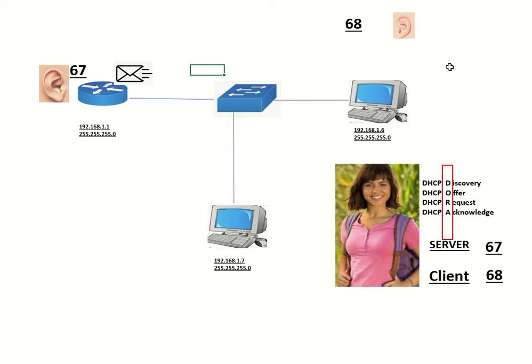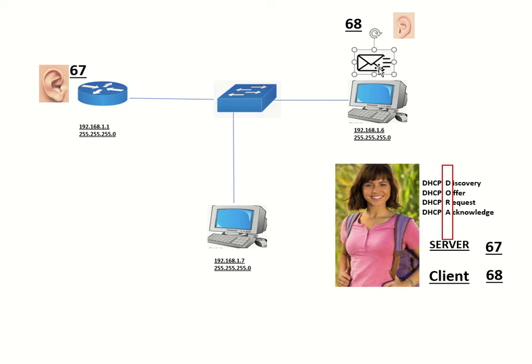DHCP begins with a DHCP discovery message. So this is what happens when you plug a computer into your Ethernet port into the back of the router. Given that the computer you just plugged into the back of the router is not set to static IP address configuration, so assuming that it's on obtain IP address automatically configuration, or DHCP, what it does is it will send a DHCP discovery message to the network.